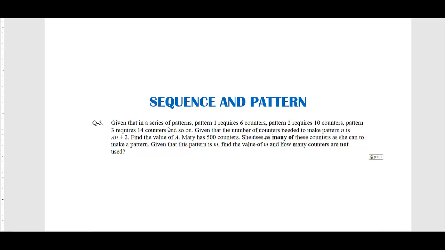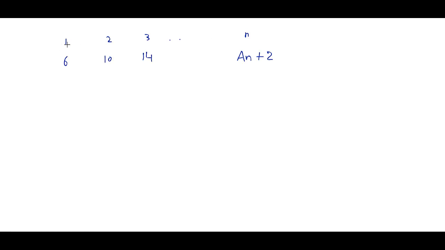Given that in a series of patterns, pattern 1 requires 6 counters, pattern 2 requires 10 counters, and pattern 3 requires 14 counters, and so on. Pattern 1 requires 6 counters, second 10, and third 14.